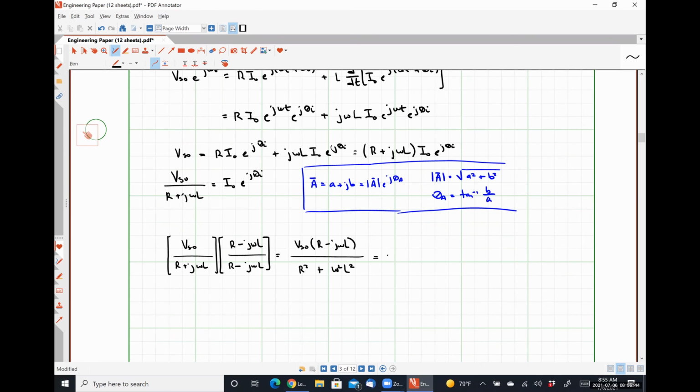And I'm just going to split things up here real quick. So that's going to give me R times Vs naught divided by R squared plus omega squared L squared, minus j omega L Vs naught divided by R squared plus omega squared L squared. And now I can easily determine both the magnitude and the phase angle.